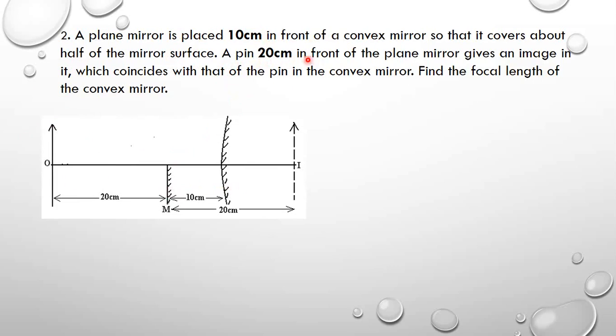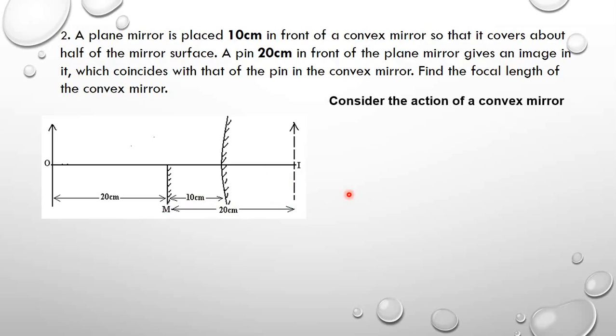The pin is 20 centimeters in front of the plane mirror. So u is going to be 20 plus 10, which is 30. And for v, remember, if this is 20, then the distance from the plane mirror up to the image is also 20. So if I want to get v, it's going to be 20 minus 10, which gives us negative 10.